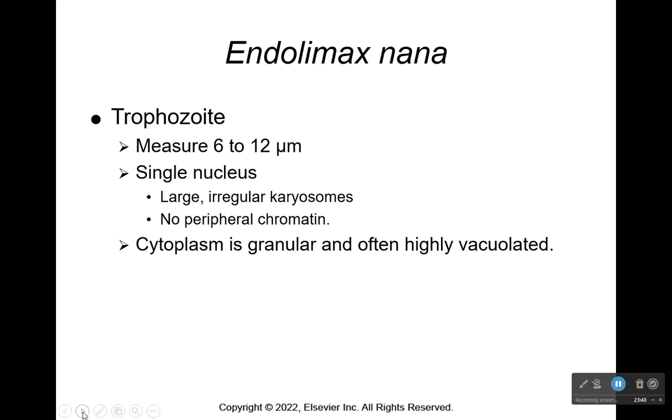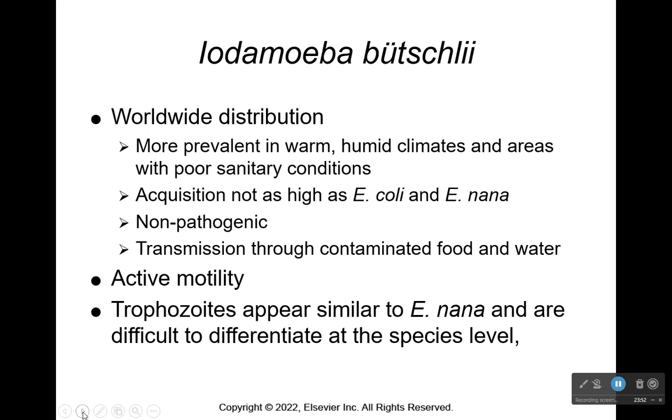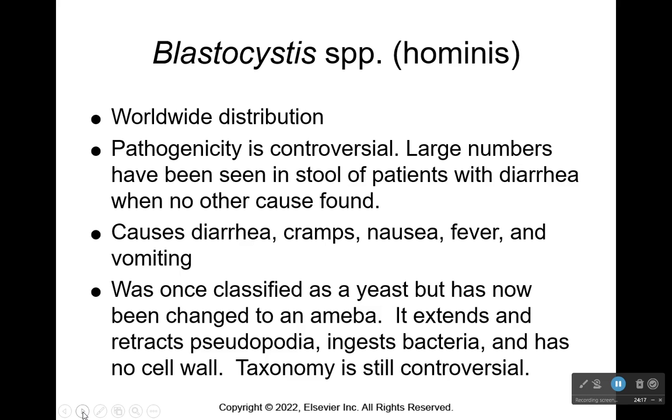Through the cytoplasm and the trophozoites of the Entamoeba coli. Sorry, I'll get it out. Another one is called Iodamoeba bütschlii. This one has worldwide distribution. Again, poor sanitation, non-pathogenic, very active motility. Looks like the Endolimax nana trophozoites, and you can't really differentiate the two to the species level.